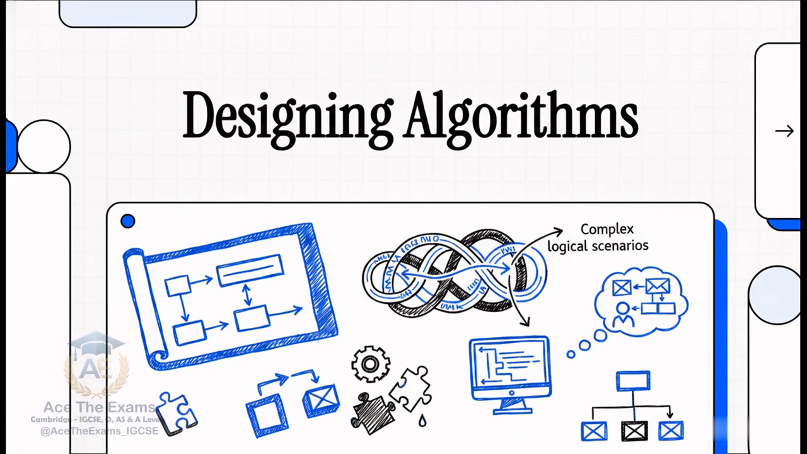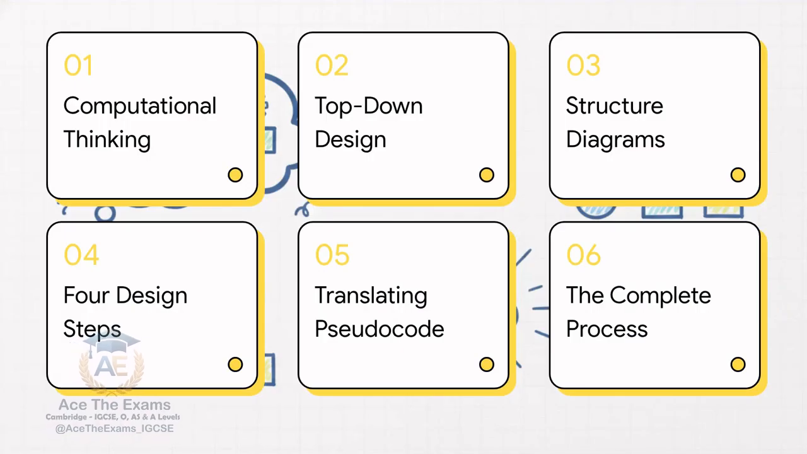Let's jump right in. Here is your master blueprint for today's session. We're going to break this down into 6 manageable subtasks. We'll cover the computational thinking framework, mastering top-down design, decoding structure diagrams, the 4 design steps, translating to pseudocode, and finally, the complete process. This agenda isn't just a list, it is the exact chronological strategy you need to tackle those massive exam questions without breaking a sweat.